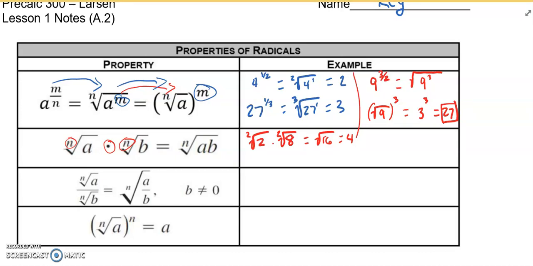This works with any root. So if I have the third root of 2 times the third root of 4, well, that's the third root of 2 times 4, which is the third root of 8, and that would just come out to be 2.